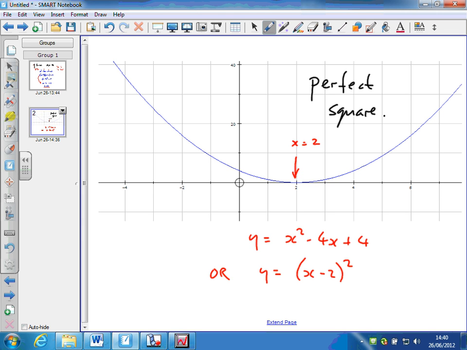And if you look at the next section in the textbook that follows this exercise, you'll see how you can use the idea of completing the square, which uses the perfect square, to solve quadratic equations.